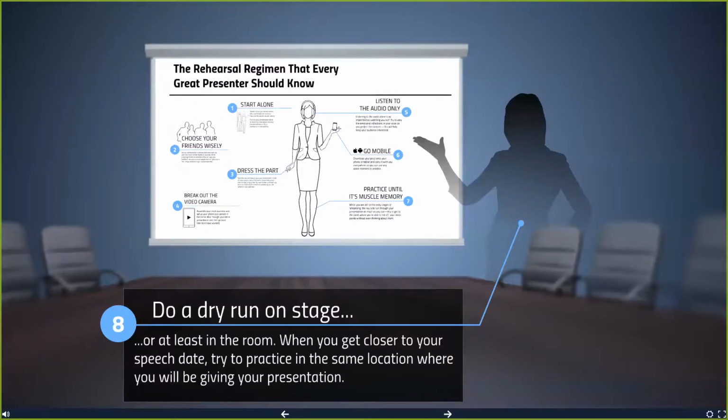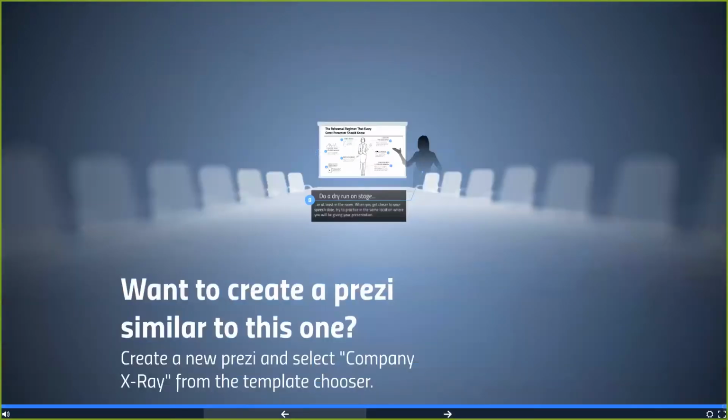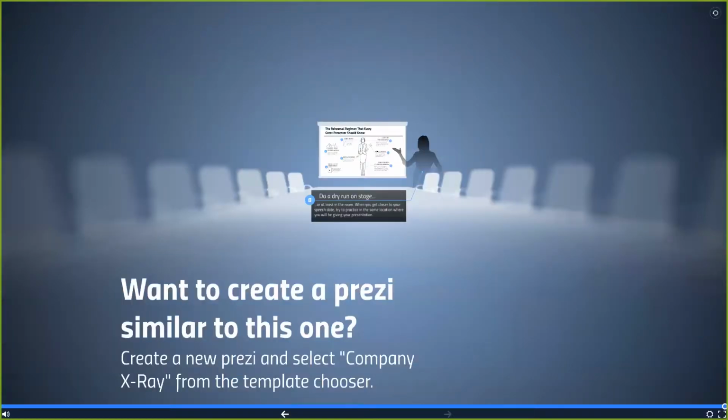Number 8, do a dry run on stage, or at least in the room. When you get closer to your speech date, try to participate in the same location where you'll be giving your presentation.